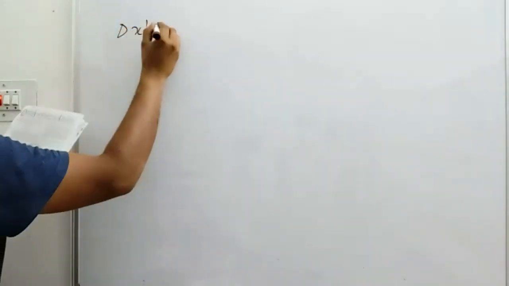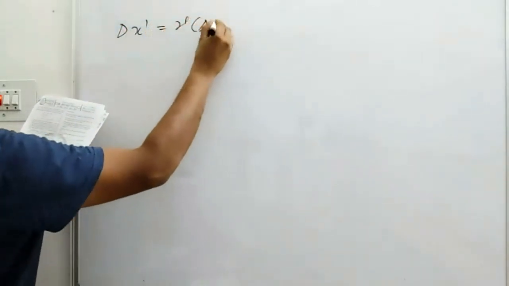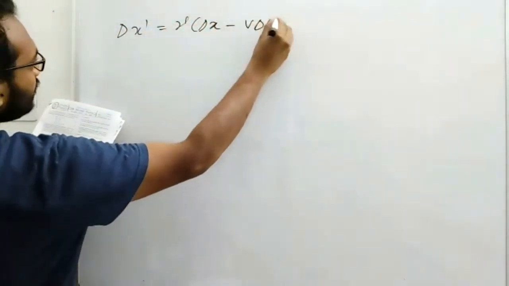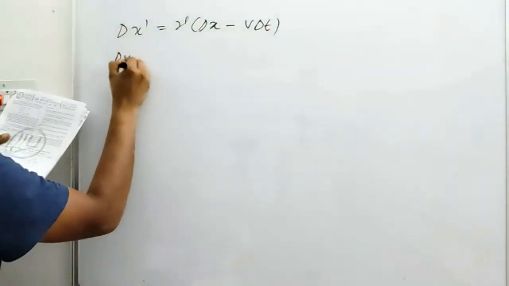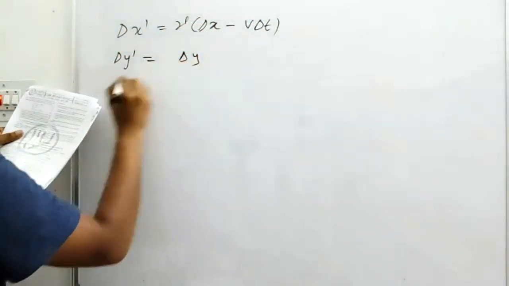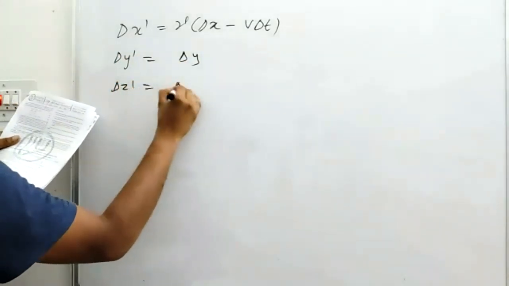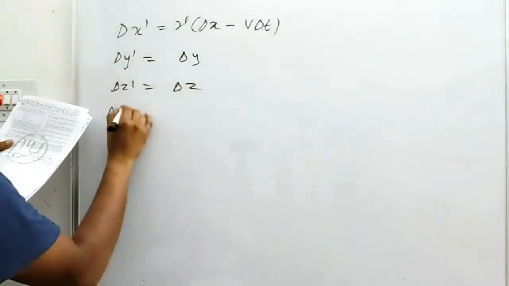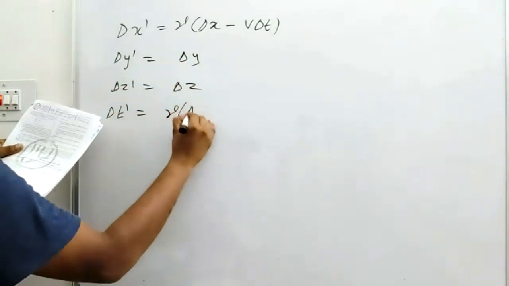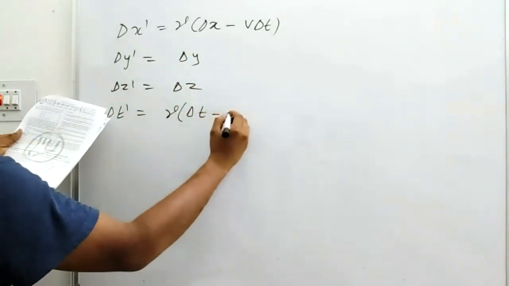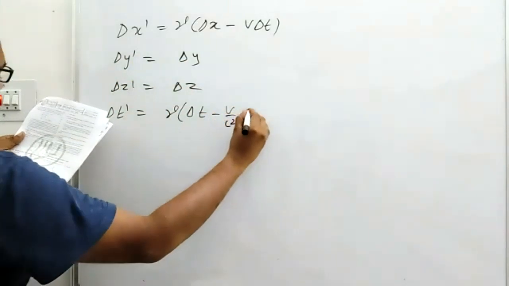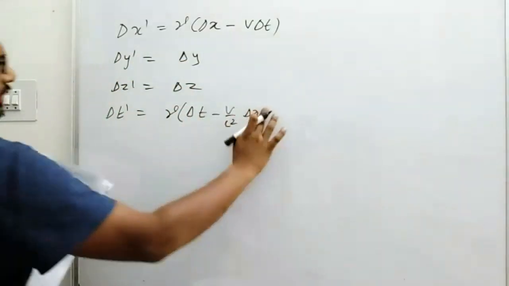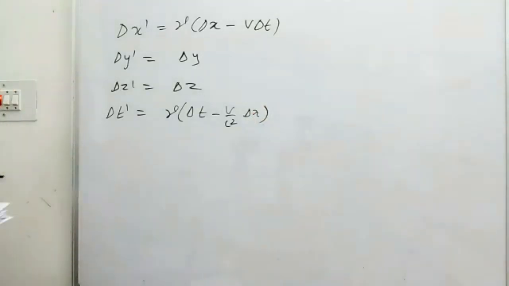Let's look at more consequences of the Lorentz transformation equations. We'll write it in the differential form, which makes it much easier. We have delta x prime equals gamma times (delta x minus v delta t), delta y prime equals delta y, delta z prime equals delta z, and delta t prime equals gamma times (delta t minus v by c square delta x). We also wrote it using beta.